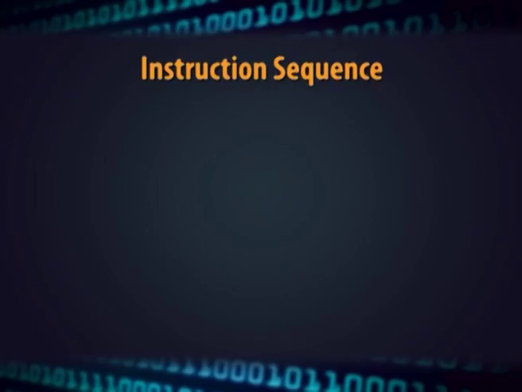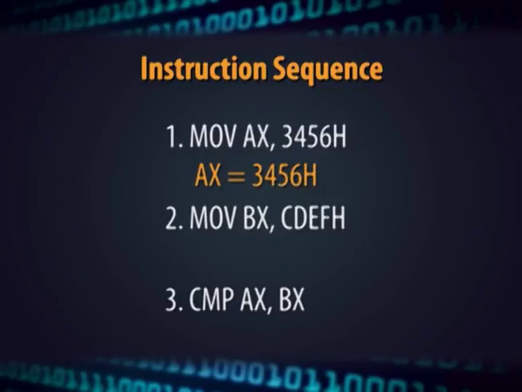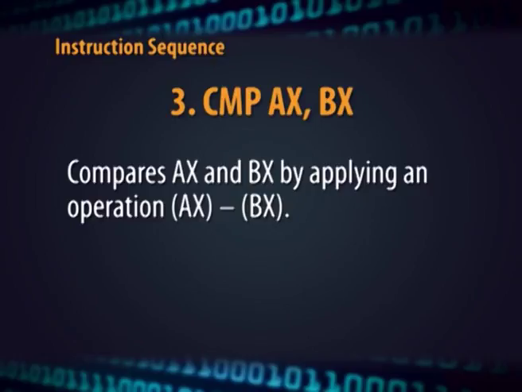Assume the program instruction sequence: MOV AX, 3456 hex. As AX is a 16-bit register, we are storing a 16-bit value in the register AX. The second instruction, MOV BX, stores the value CDEF hex, and then we perform CMP AX, BX. The first instruction loads AX with the value 3456H. The second instruction loads CDEF into the BX register. The third instruction compares AX and BX by applying the operation AX minus BX.